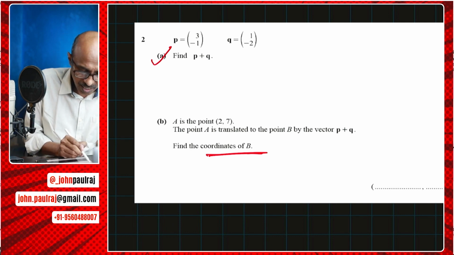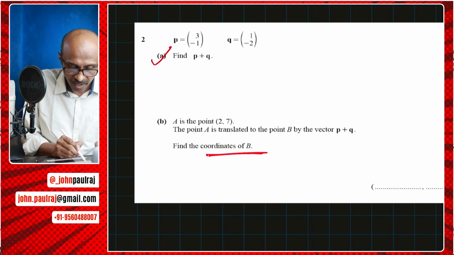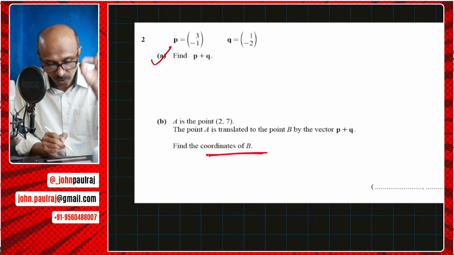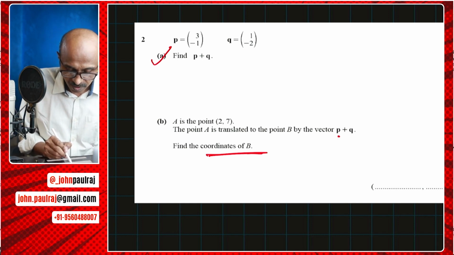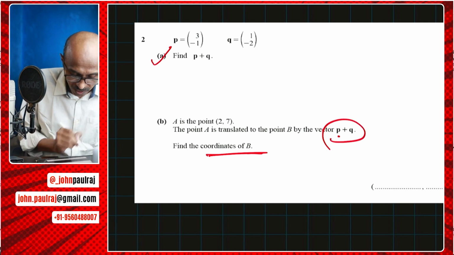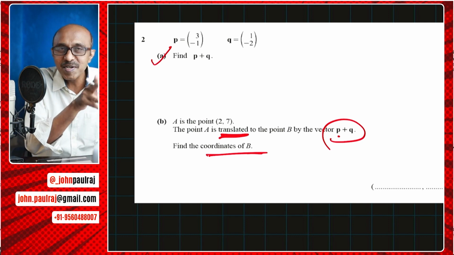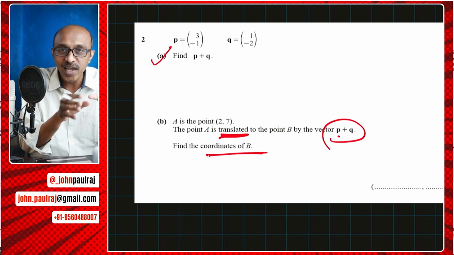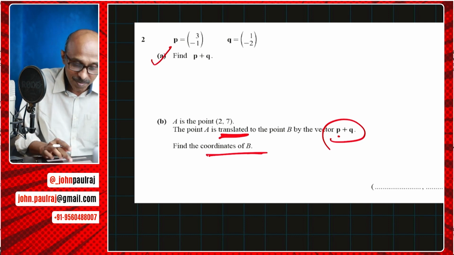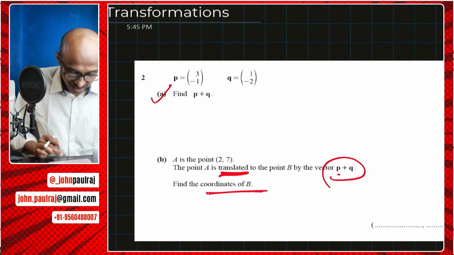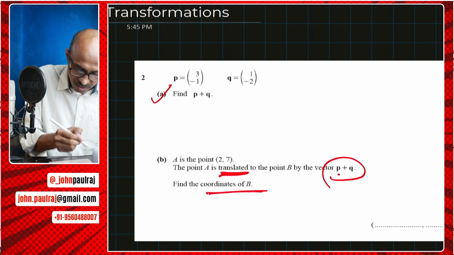In this particular question, it says A is the point 2, 7, and the point A is translated to the point B by the vector P bar plus Q bar. Okay, so translated, that is a transformation. Nah? So what I actually meant by that is not about the drawing. Translated means dhyan mein aaya ki actually that's a transformation. But chalo, पूछ ही लिया हम लोगों ने. So P bar plus Q bar, you're using the result from there.